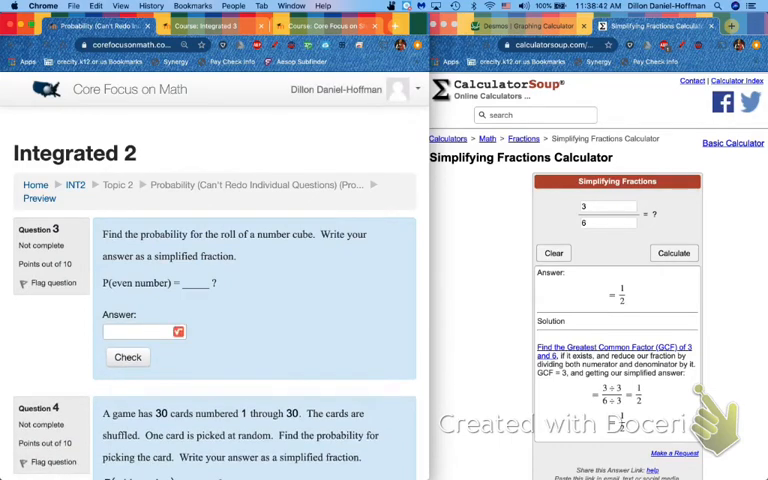Find the probability of the roll of a number cube. Write your answer as simplified fraction once again. P even number. Okay, let's review even and odd numbers. It's much easier for me to put a number down like 10 and say, is that even or odd? People go, oh, it's even. And then I say, why? Let me review. So we've got our odd numbers here, and 7, 9. And we've got our even numbers here.